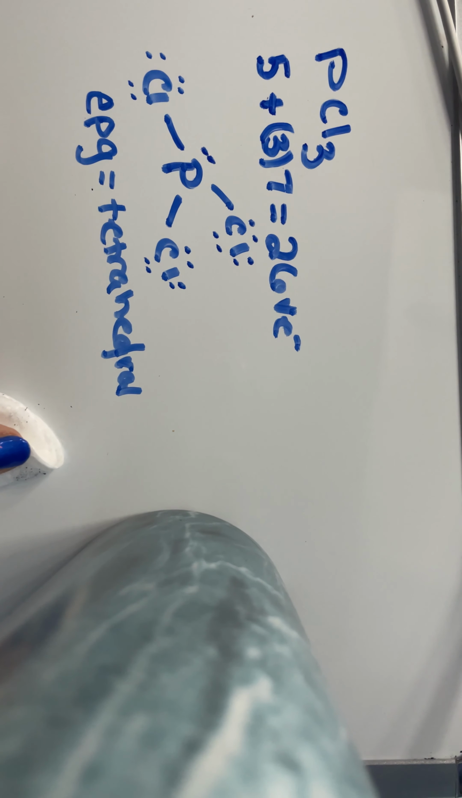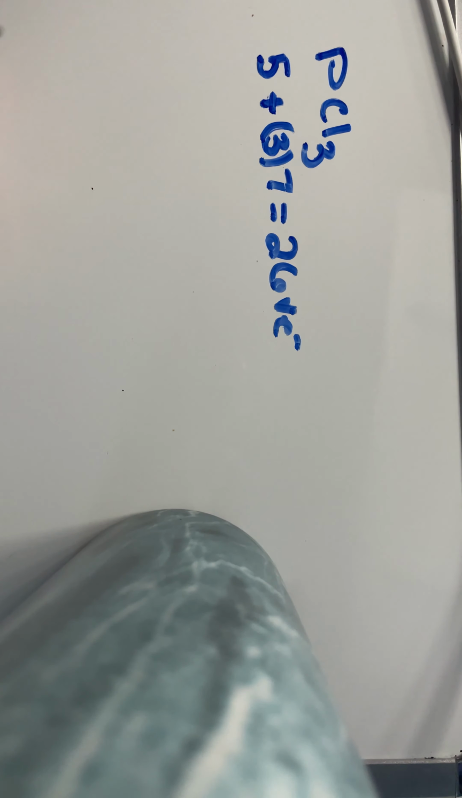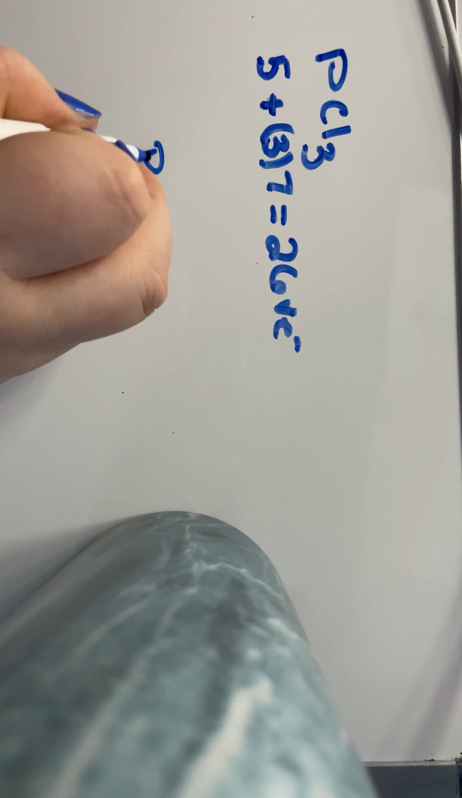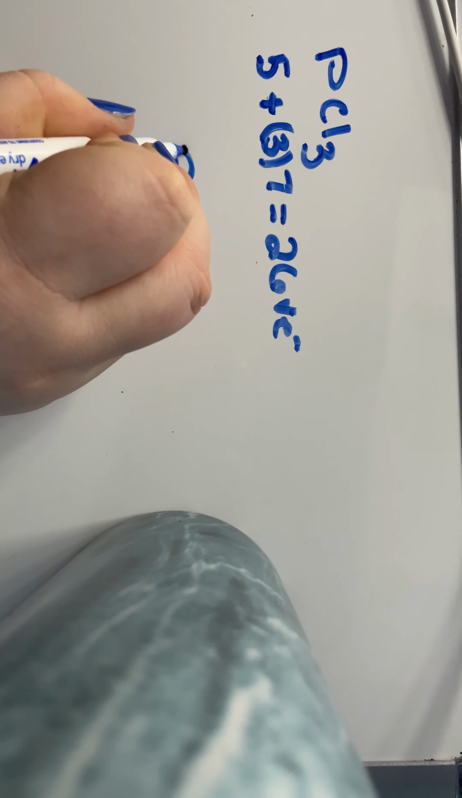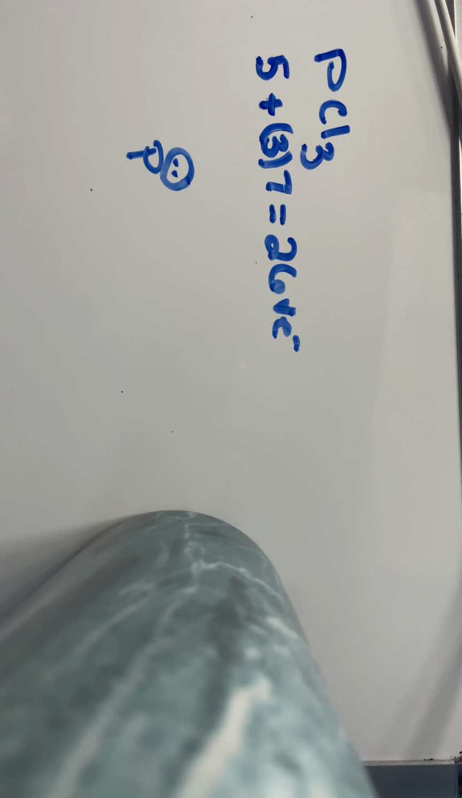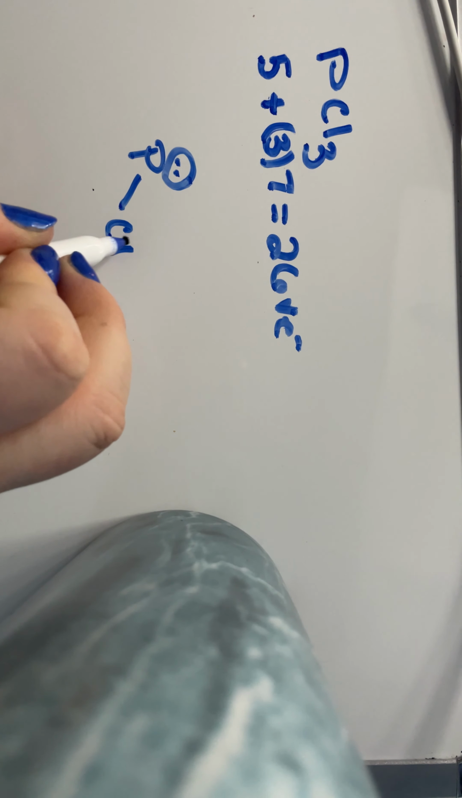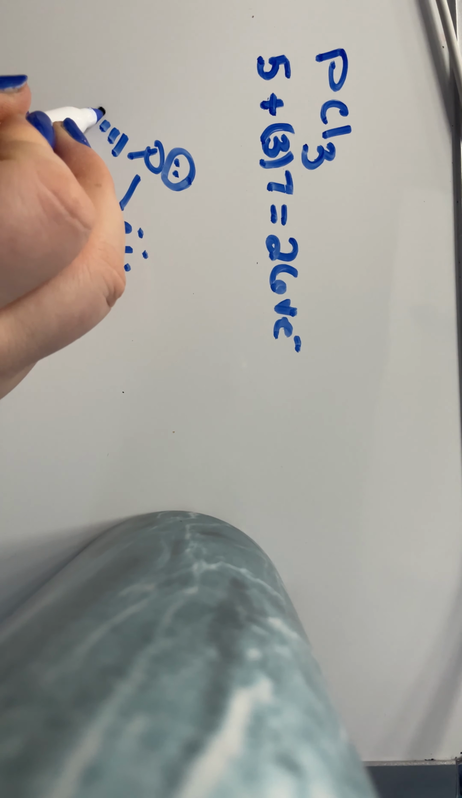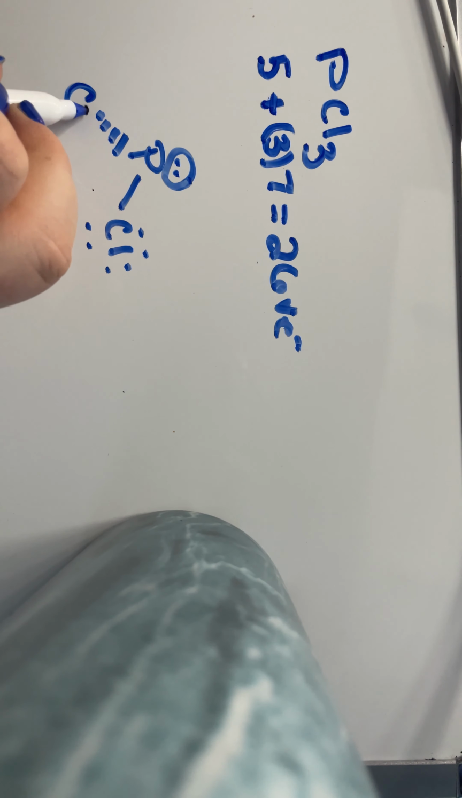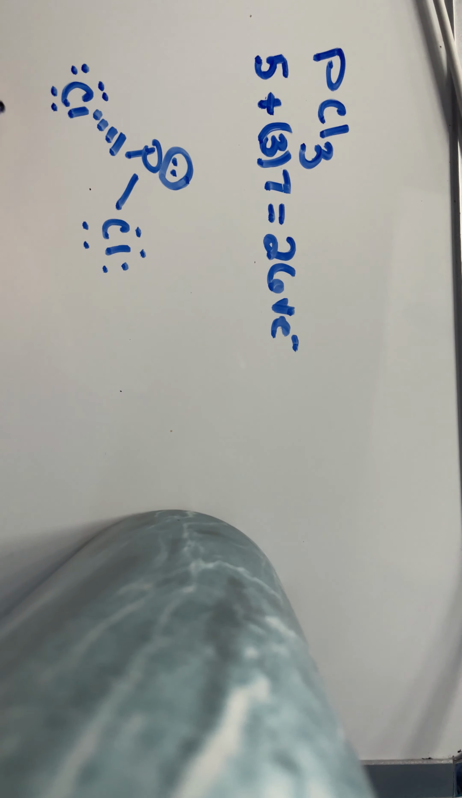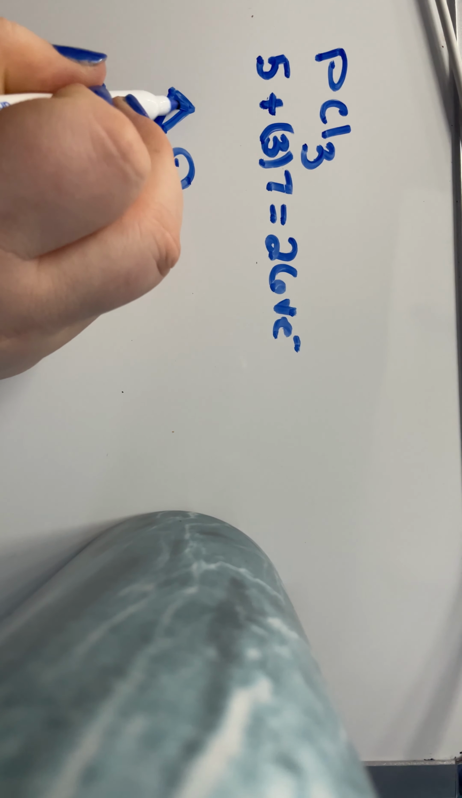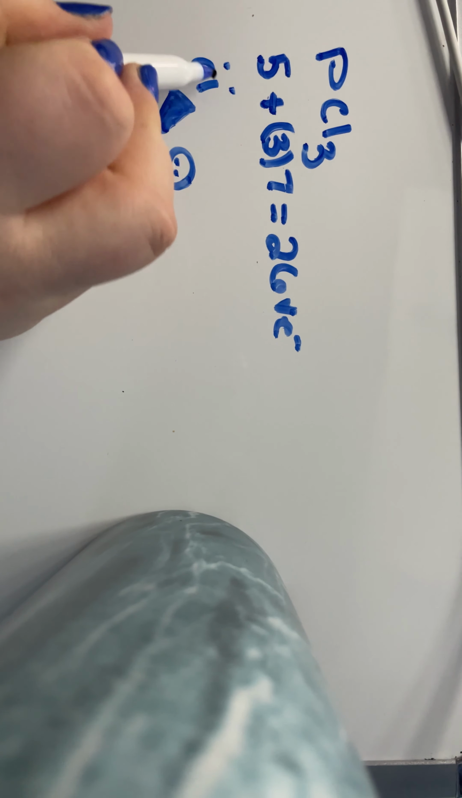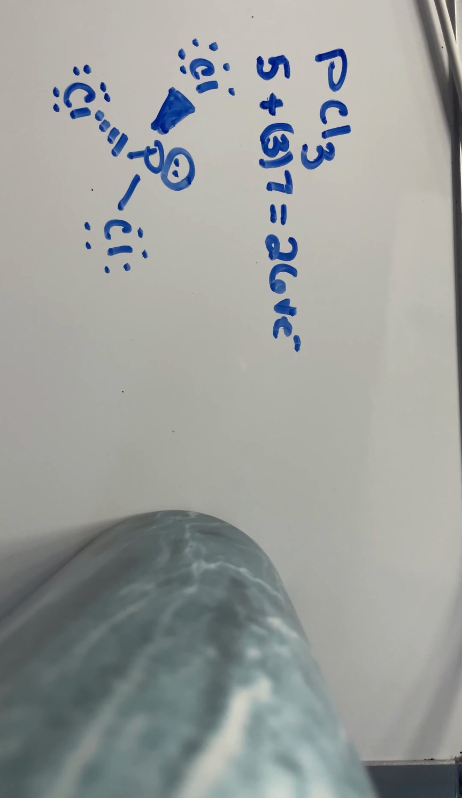So now that we have all of that information, we can go ahead and get our 3D shape. Still having phosphorus in the middle, and I'm just going to first start by drawing our lone pair so I don't forget about those. Then I'm going to draw our first chlorine atom, giving it a full octet. Then I will be adding, using dashes, our chlorine atom. And then lastly, I will add our final chlorine atom using a dash.